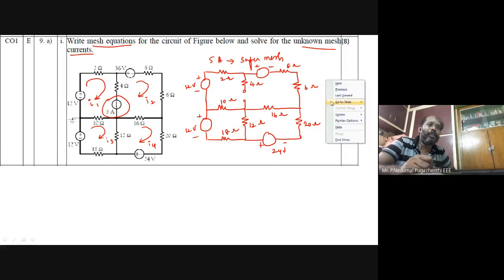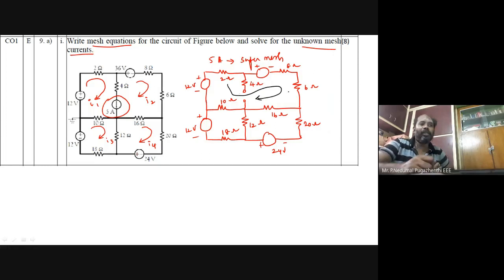What I have to do here is consider this as a single loop. The currents are assumed to be I1, I2 and so on, but I have to take it as a single loop and write it. This is I3 and this is I4.